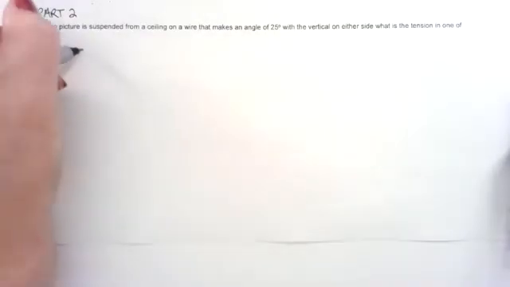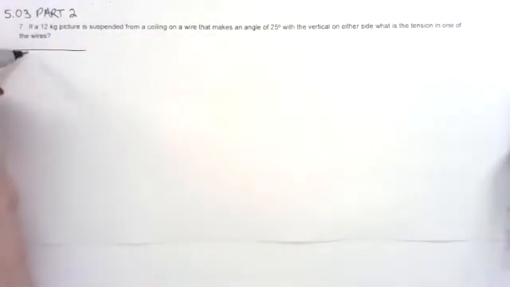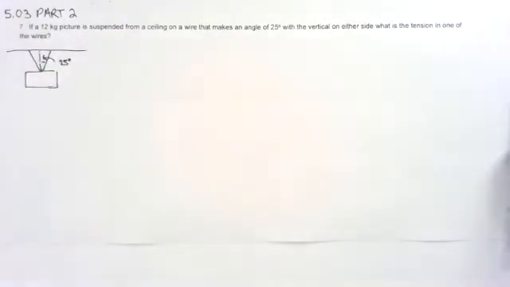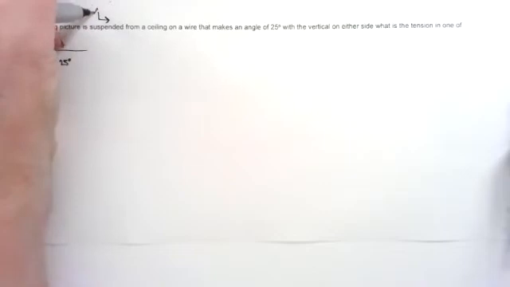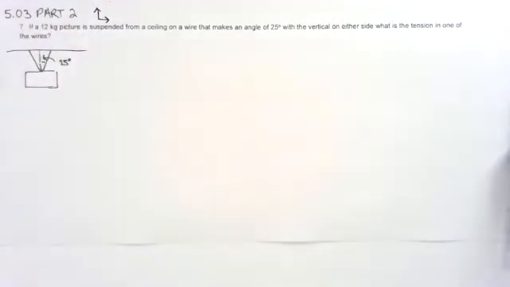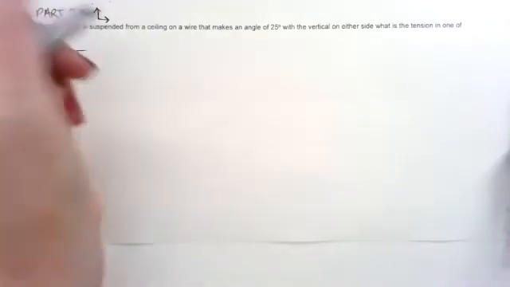So if I'm just drawing an actual diagram, what are we hanging? A picture or a ceiling kind of seems like an odd way to hang a picture. But our axis is going to come down here, and these angles are both going to be 25 degrees. So that's what we've got going on. We're going to go with a standard coordinate system here. And let's draw the free body diagram.